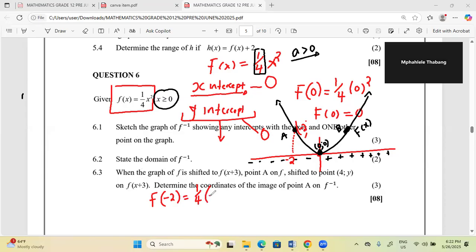X squared. So where there is x, we put -2. We notice that f of -2 is 1. So when x is -2, the y coordinate is 1. So the coordinates of A are -2 and 1.